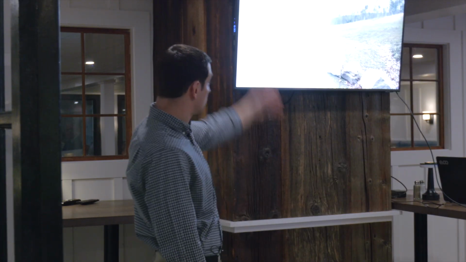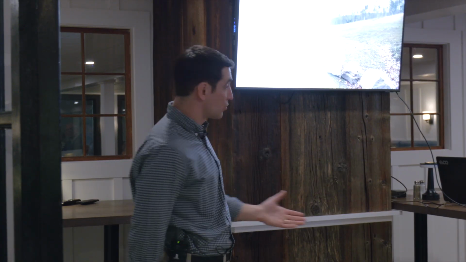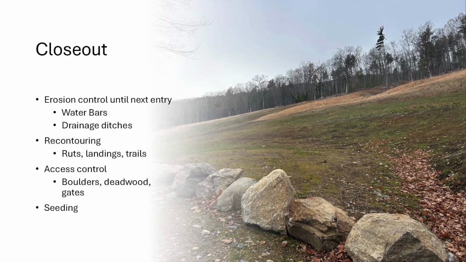So just closeout is the last step of the harvest. Most of the equipment's gone. We try to think about erosion control, most often putting in water bars on steep slopes, which are basically diversion ditches to get the water off of the skid trail. As we know, water, when it gains velocity, momentum, volume, it can lead to a lot of erosion, so those water bars are important on primary skid trails and on slopes.